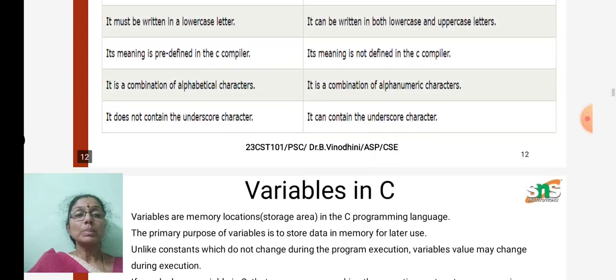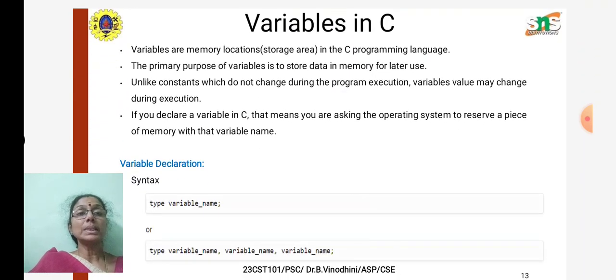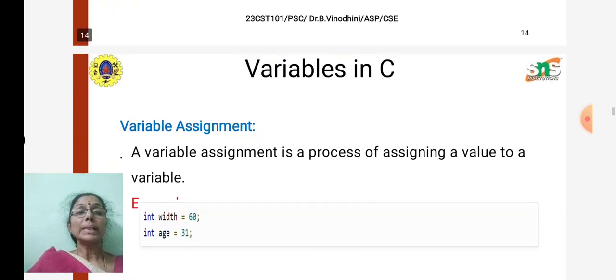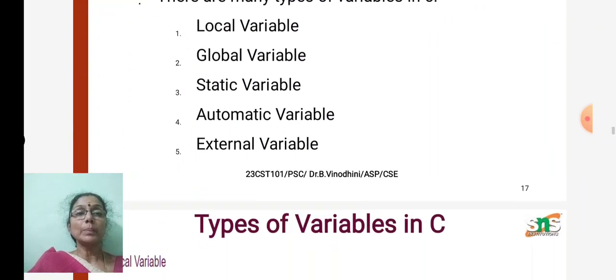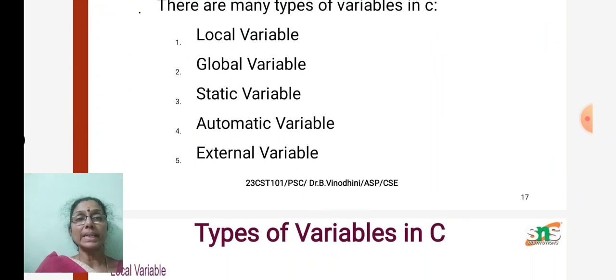The C variables have specific rules. A variable is a collection of alphanumeric characters; we have alphabets, digits and underscore in C variables. A keyword cannot be defined as a variable. The variable types are local variable, global variable, static variable, automatic variable and external variable. This we saw in the last video lecture.